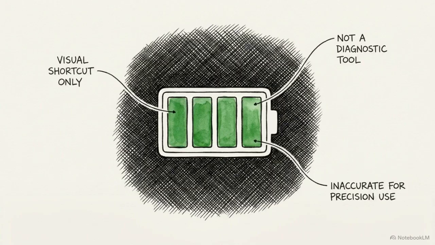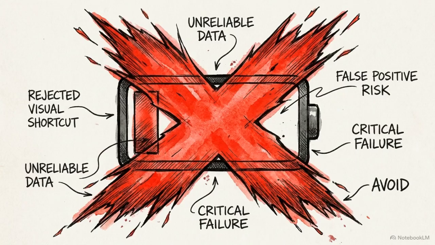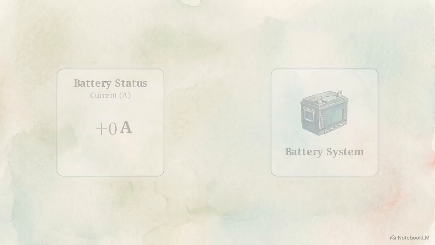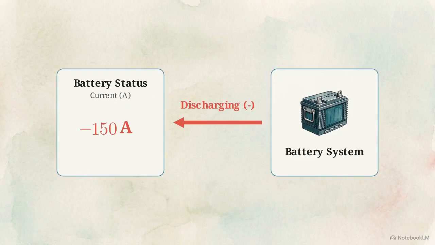A common operational error is relying on the basic battery icon on the home screen. That icon is a visual shortcut, not a diagnostic tool. You must open the UPS-level battery status screen. Pay close attention to current direction. Positive or negative values will tell you if the battery is charging or discharging, depending on the active mode.